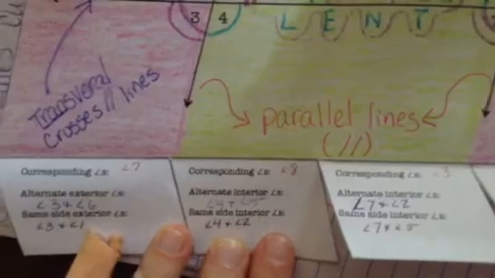So for angle 3, flap 3, hopefully you got the corresponding angle was angle 7. The alternate exterior angles were 3 and 6, and the same side exterior angles were 3 and 1. For angle 4, flap 4, corresponding angle was angle 8. Alternate interior angles were 4 and 5. Same side interior angles are 4 and 2.